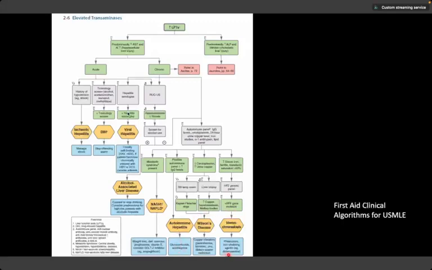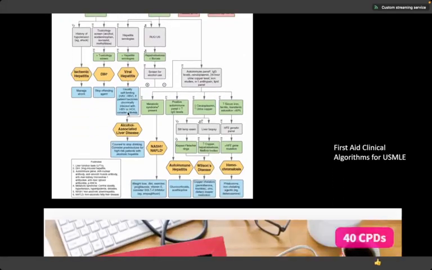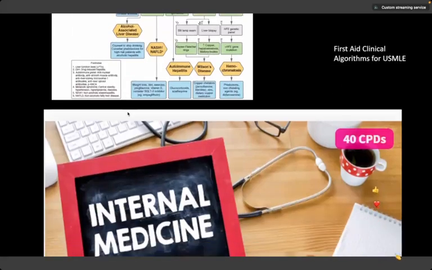This is a beautiful slide, just bringing together everything we discussed in terms of how to investigate. Okay, my friends, that was it. Just a couple of other things I want to talk about.